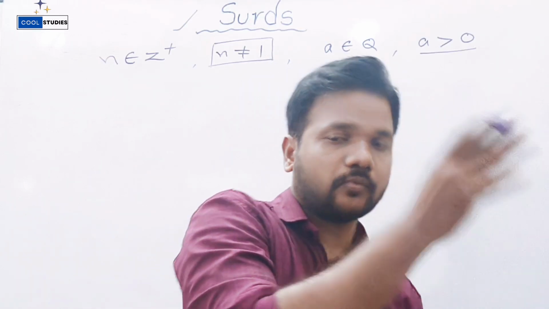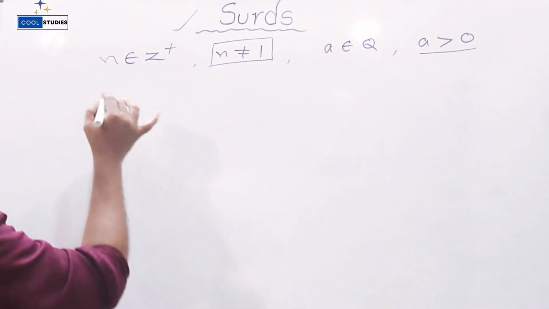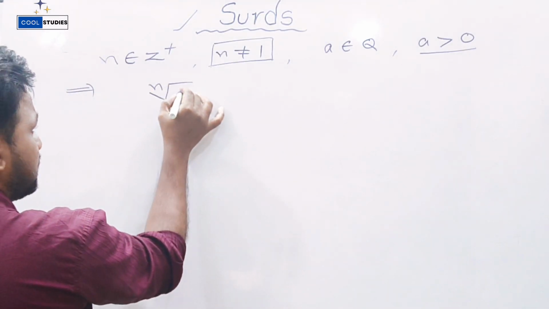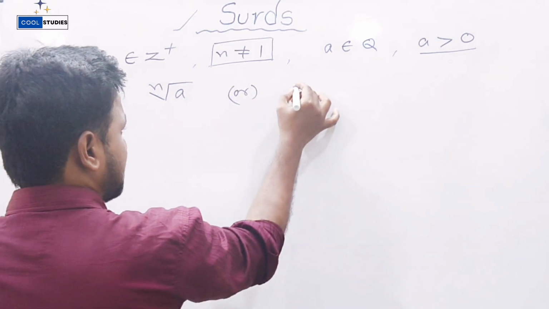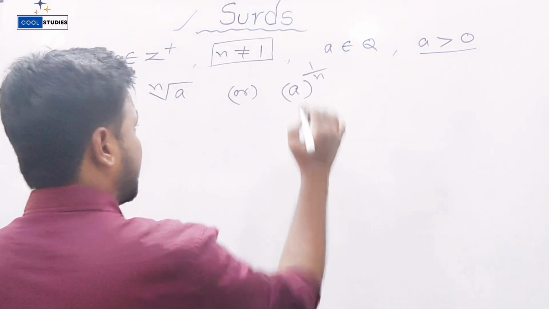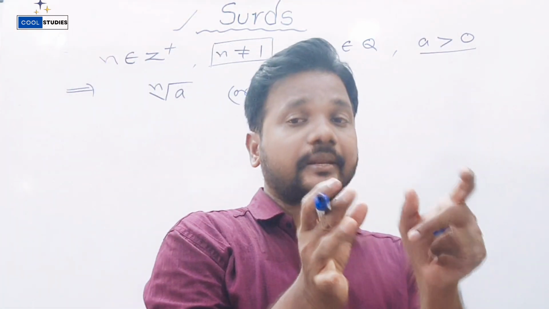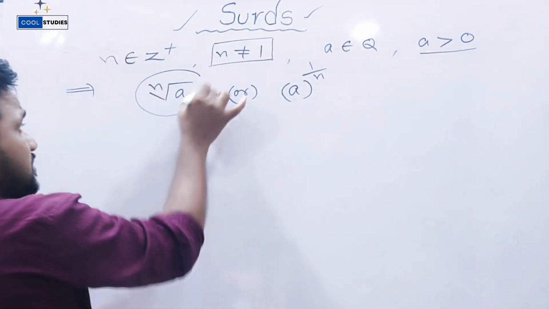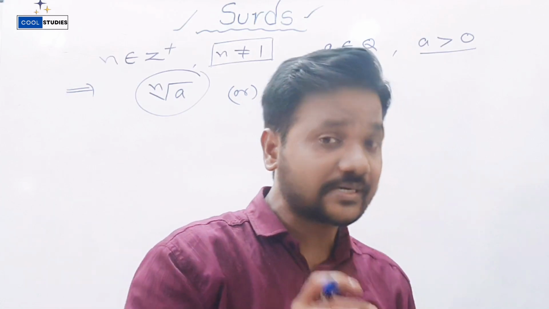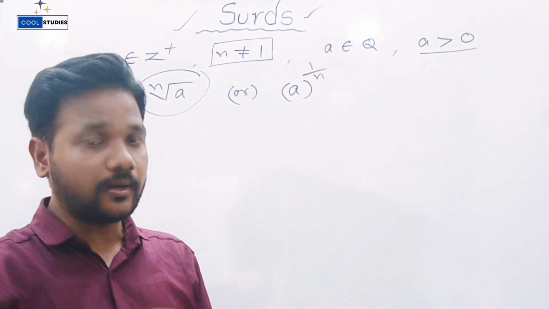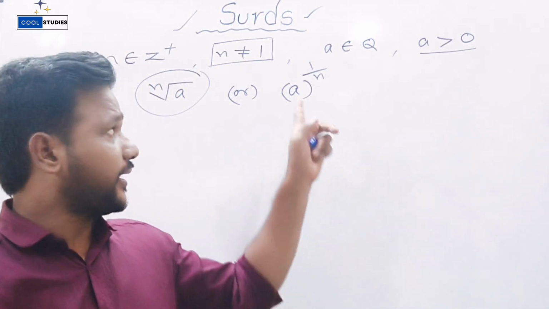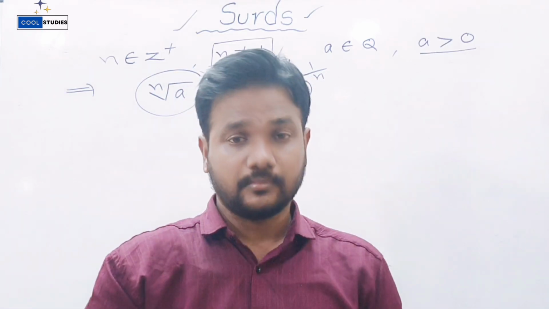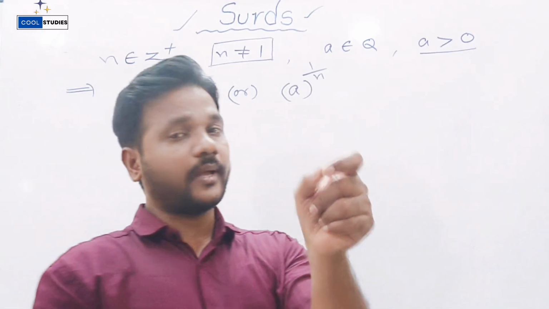a అనేది 0 కన్నా ఎక్కువ ఉండాలి, right? Then the number in the form of nth root a, or we can read it as a to the power 1 by n, is called a surd. ఇటువంటి నంబర్స్ ని మనం సర్డ్ అని పిలవచ్చు. This type of number is called a surd.